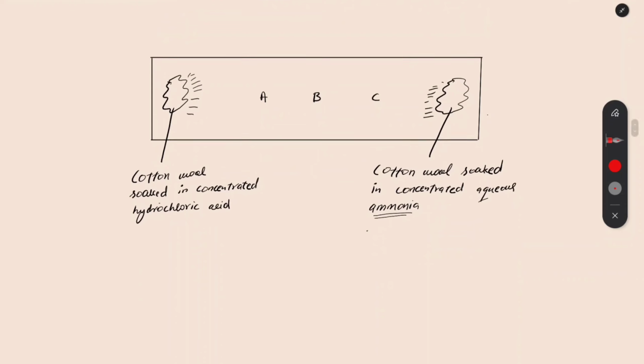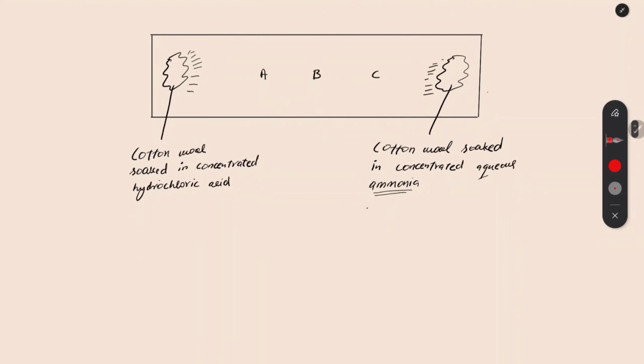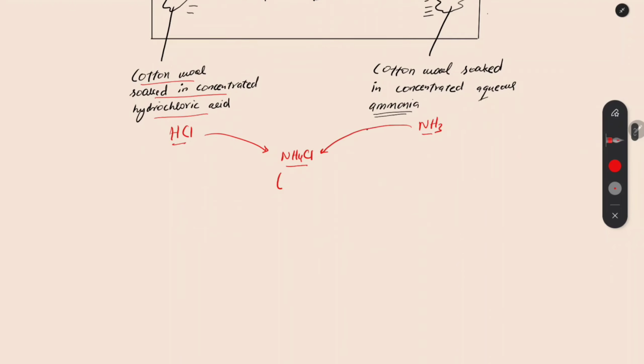This is a very common example of diffusion in our books. Let's suppose this is cotton wool soaked in concentrated hydrochloric acid, and this one in ammonia. The formula of hydrochloric acid is HCl and the formula of ammonia is NH3, right? When their fumes combine, they will make another compound, ammonium chloride, which appears in the form of a white fume.